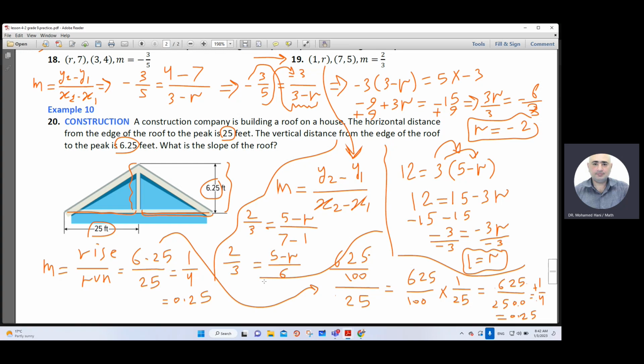Is it clear for all the define of the rate of change and the slope?